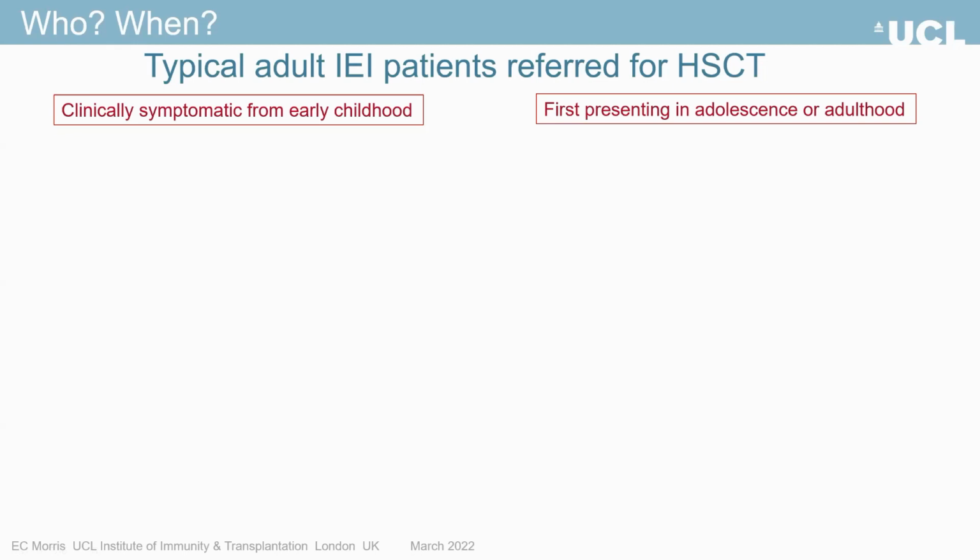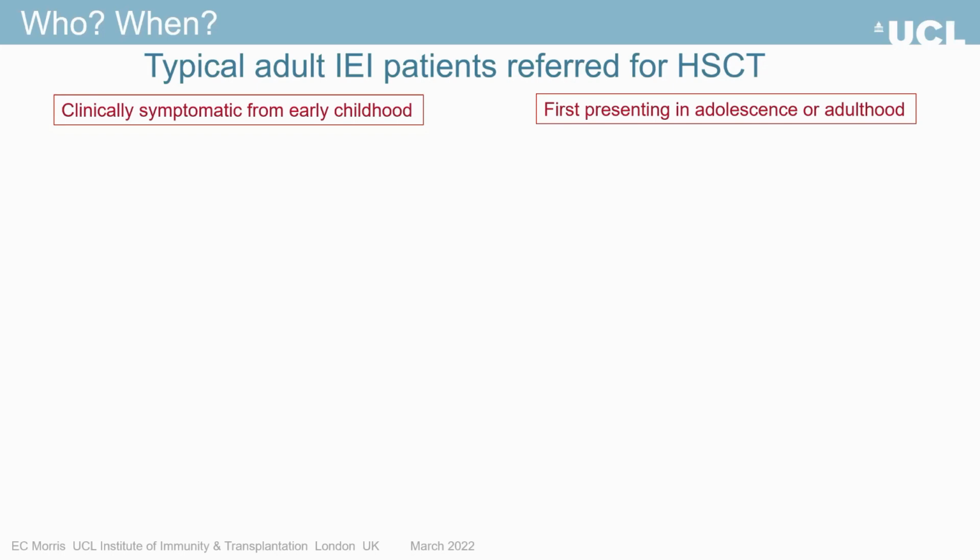It's basically one slide. So this is just to give you a flavour of the kind of patients that get referred to us in our transplant clinic who are already adults who are being considered for transplant. They can be broadly divided into patients who have been clinically symptomatic from early childhood, but for a variety of reasons have not been transplanted in childhood or early adolescence. And then we have patients who don't present either to an immunologist or to a physician until adulthood.